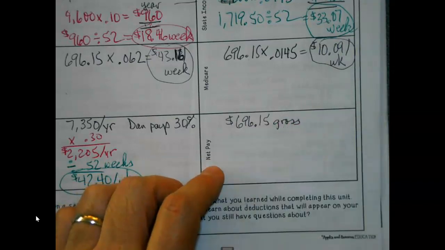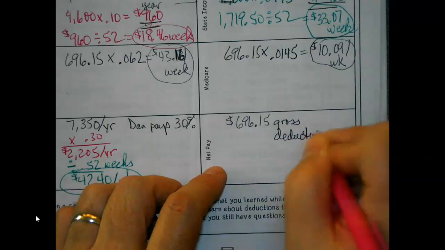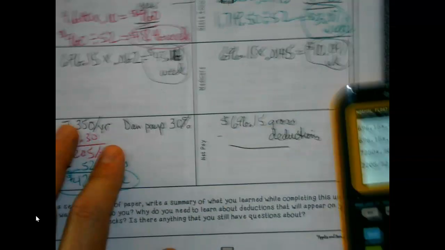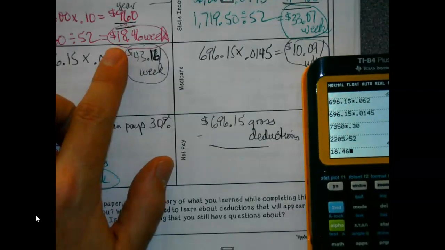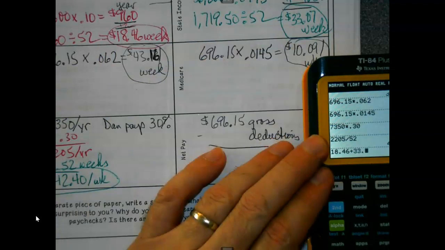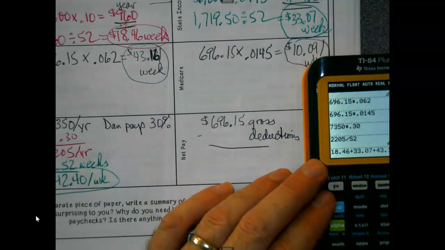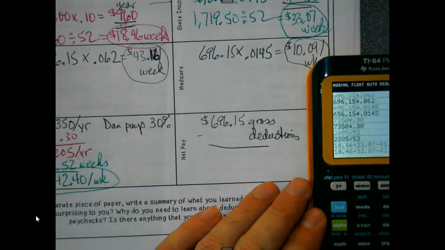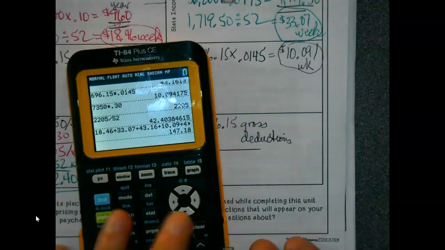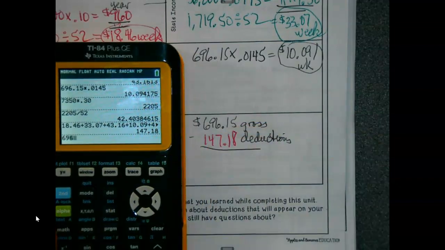What I've got to do now is add up all these other deductions. So we've got 1846 and 3307 and 4316 and 1009, holy moly, and 4240. So $147.18 in deductions.